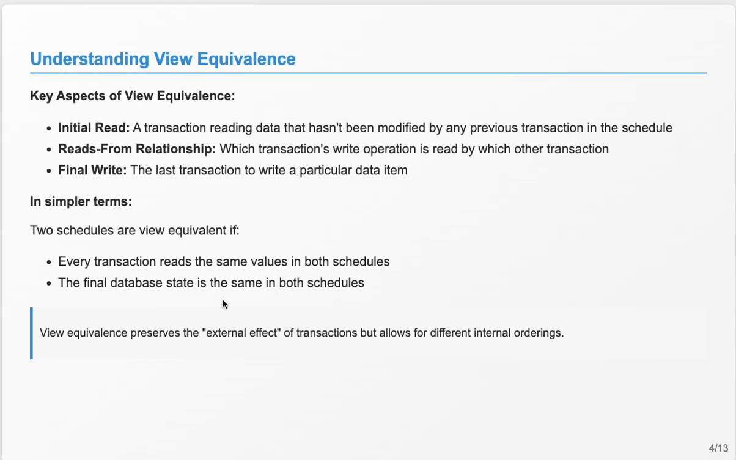So in simpler terms, two schedules are view equivalent if every transaction reads the same values in both schedules, and the final database state is the same in both schedules. View equivalence preserves the external effect of transactions but allows for different internal orderings. So basically, we're allowing them to be run in an interleaved manner.